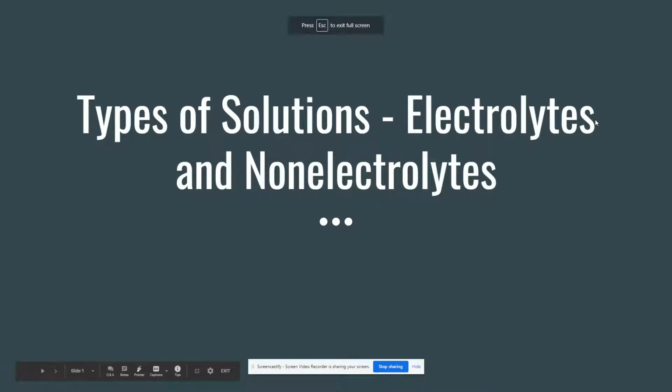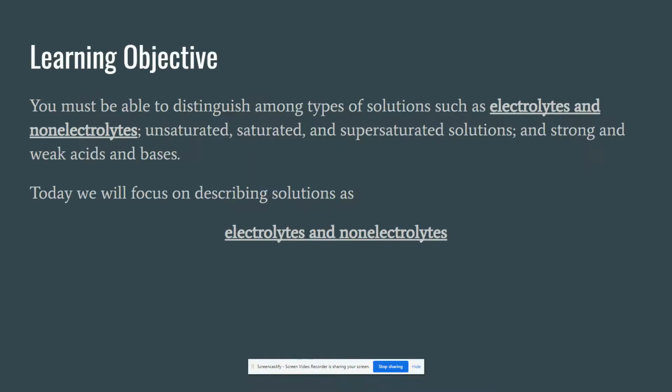Let's continue looking at types of solutions, but today let's focus on electrolytes and non-electrolytes. As a reminder, our learning objective is to be able to distinguish among the different types of solutions, such as electrolytes and non-electrolytes, unsaturated, saturated, and supersaturated solutions, and strong and weak acids and bases. Today we're going to focus on electrolytes and non-electrolytes.